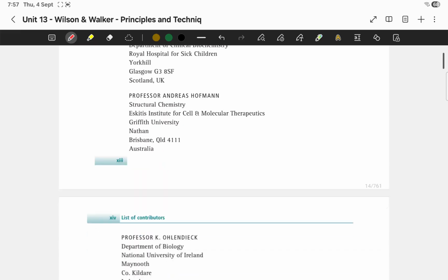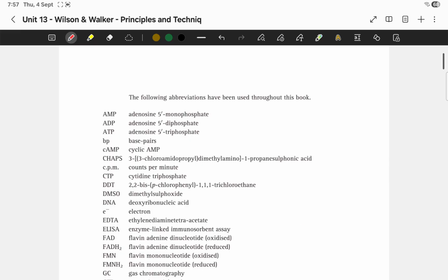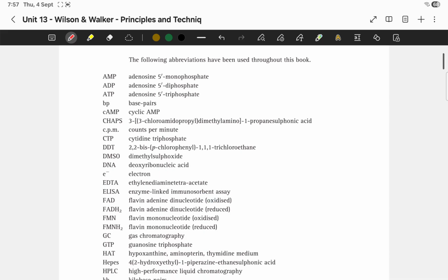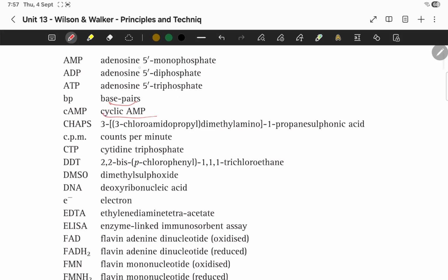So there is this introduction thing. There are these abbreviations: AMP, adenosine monophosphate. This is the first time I am seeing somebody writing 5 here. So maybe if an abbreviation comes in the exam, I'll write adenosine 5 monophosphate. ADP, adenosine 5 diphosphate. ATP, adenosine triphosphate. BP are base pairs. cAMP is cyclic AMP, adenosine 5 monophosphate.